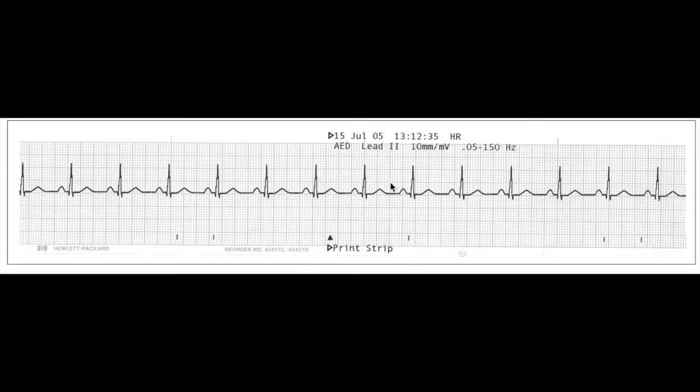Then we'll look at our P waves. All of these P waves look the same. They're upright, they're rounded, and you can see that they're before each QRS complex as well. The next thing we'll look at is the PR interval. Remember, this needs to be less than 5 boxes. We can see here there's about 1, 2, 3, 4 boxes.